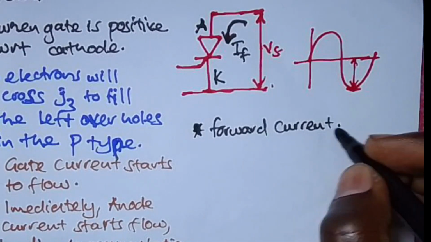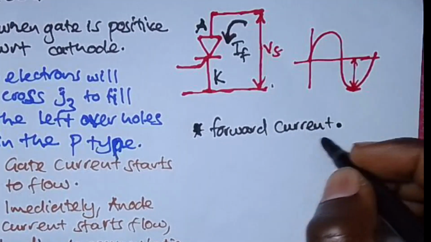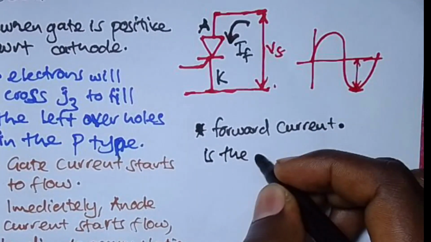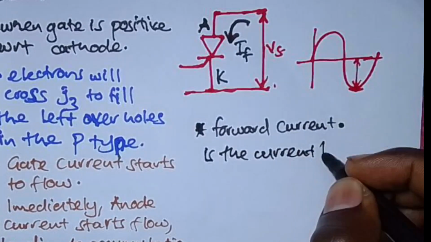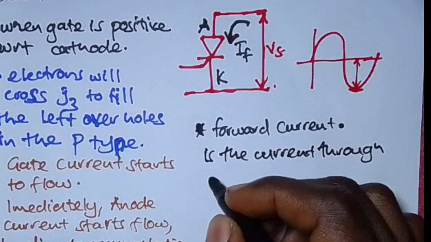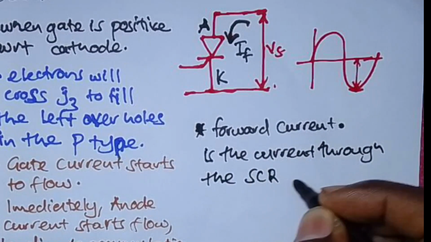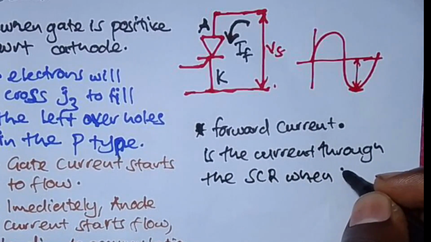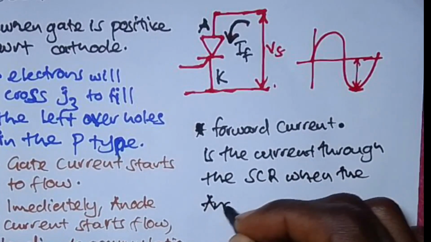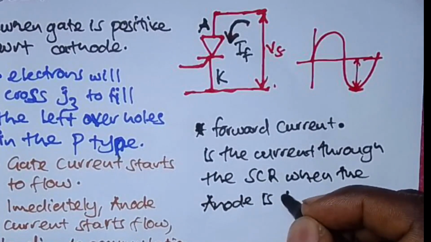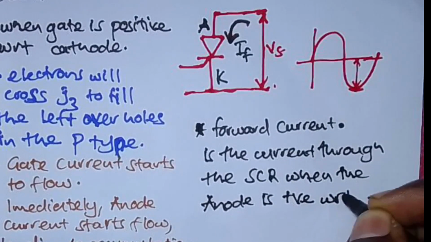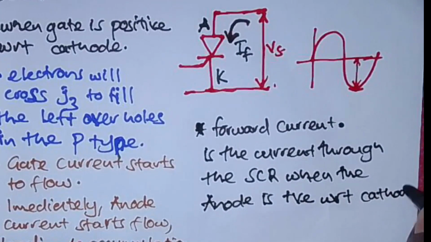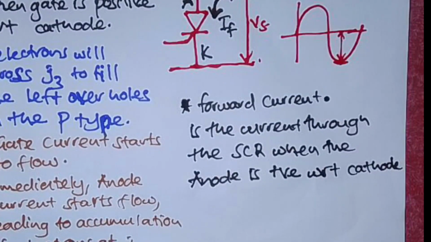For example, I'll say forward current is the current through the SCR when the anode is positive with respect to the cathode. So that is simply that. Then also these things have what we call a forward current rating.